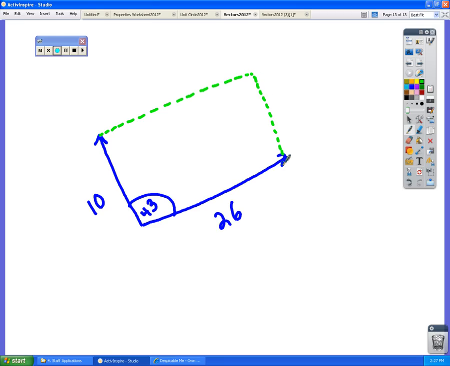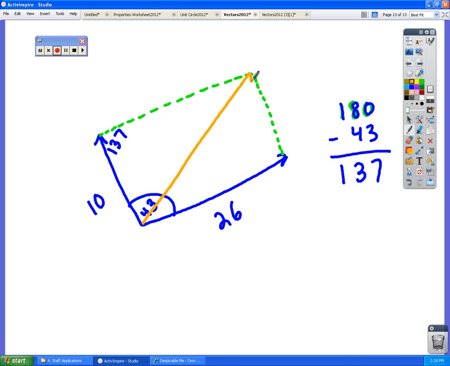And before I draw my resultant, let's remember that if this is 43, this angle right here is going to be the supplement of 43. So 180 minus 43 gets you 137. So this angle is 137. That's important because we're going to be using that angle. Then let me draw the resultant. That's going to be where the object is going and the force applied on the object. So let me erase this 43 because we didn't cut it in half. We don't know how much each one is.